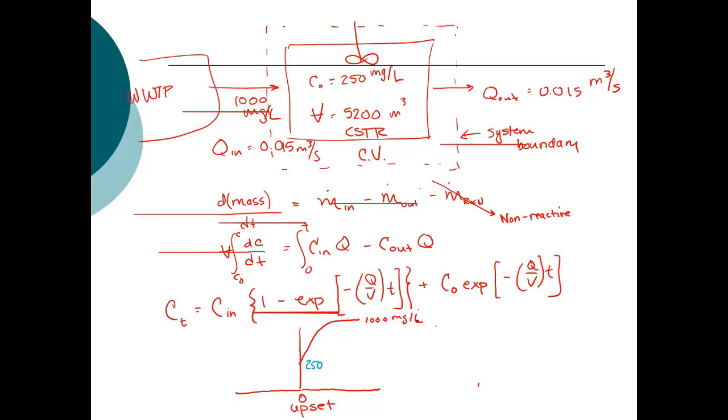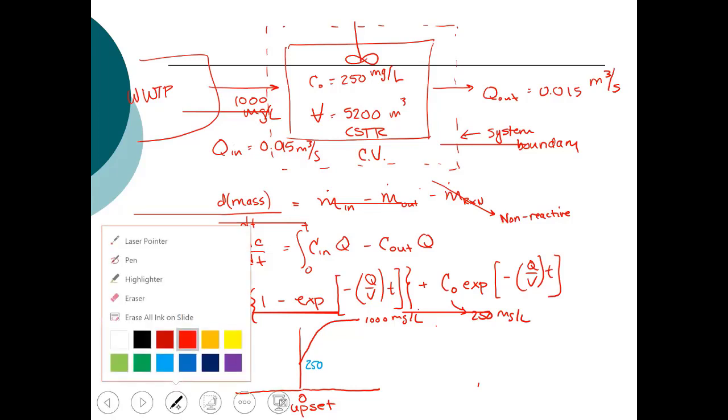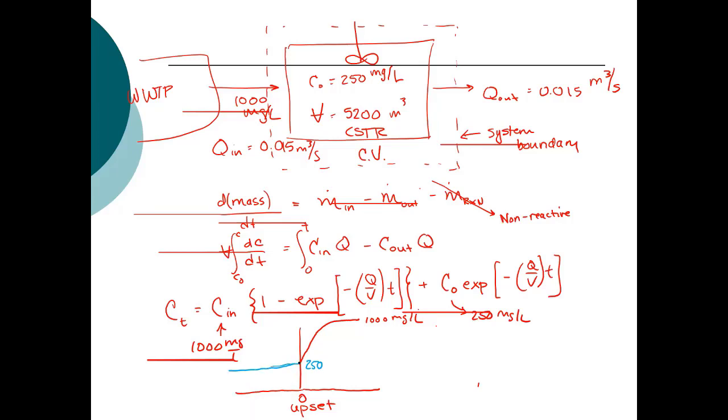So if you simply plug in time, the conditions we have, C0 is 250 milligrams per liter, and the Cn is 1,000. So that's what occurs at the plant upset. Before the upset, we were operating well. We have this upset at time 0. We initially have non-steady state conditions. And then concentration increases. And eventually, if we don't get the plant operating well and quick enough, we would end up at 1,000 milligrams per liter.